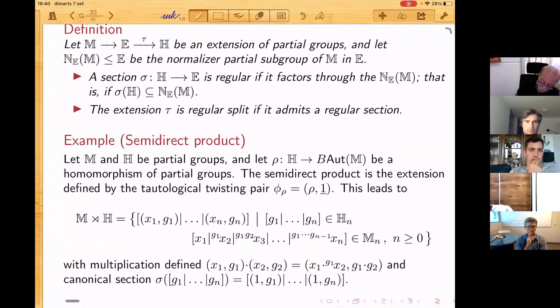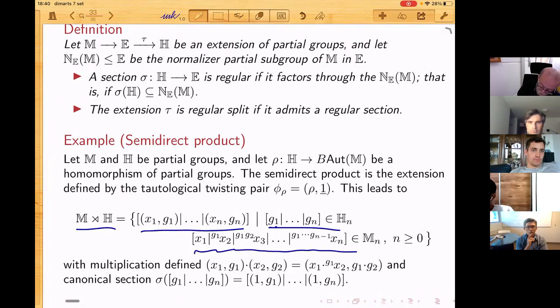And with all this theory behind, we can define it in the usual way, the semi-direct product, as these elements such that this belongs to H, and then we have this technical condition to define the elements that are admissible in the semi-direct product, right? And the action is given as we mentioned before.